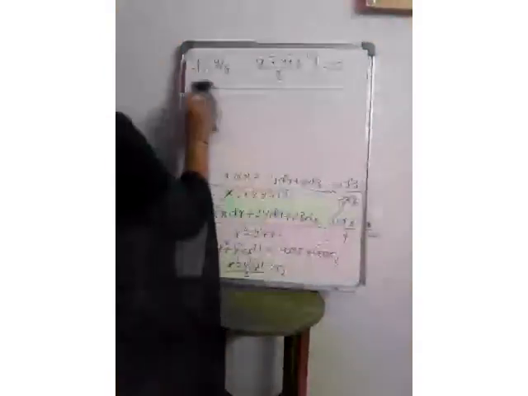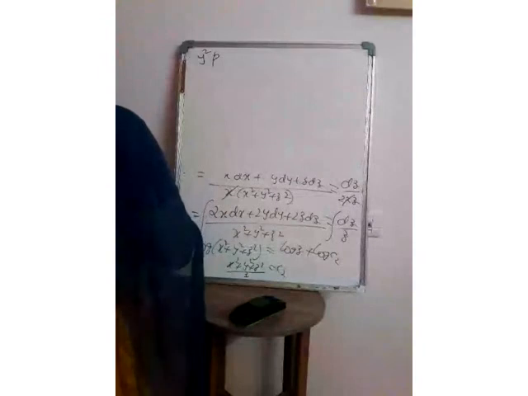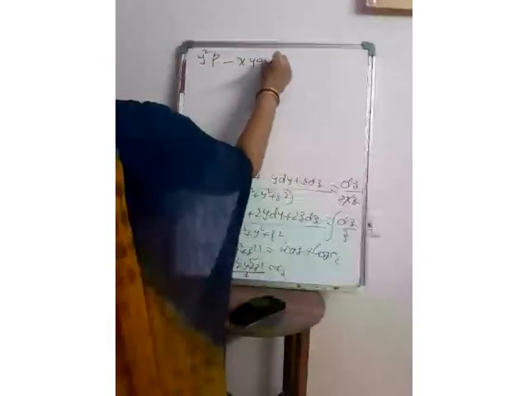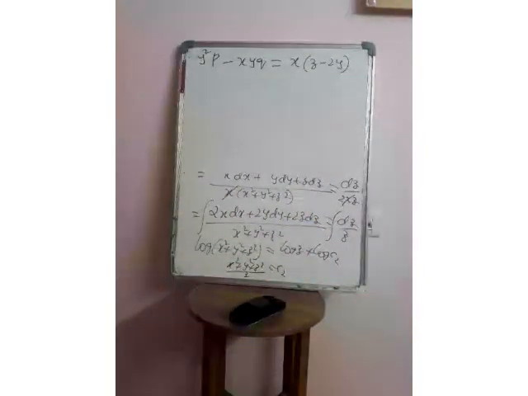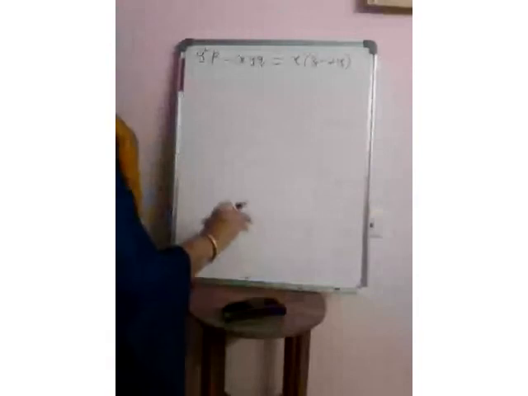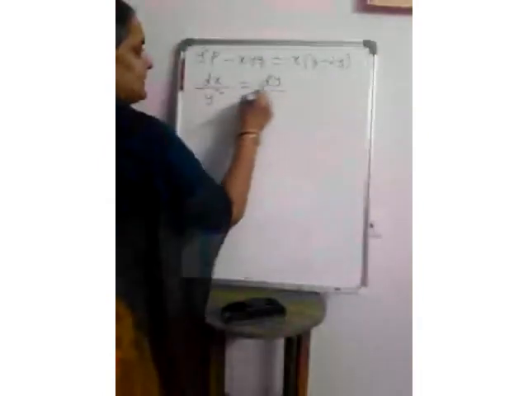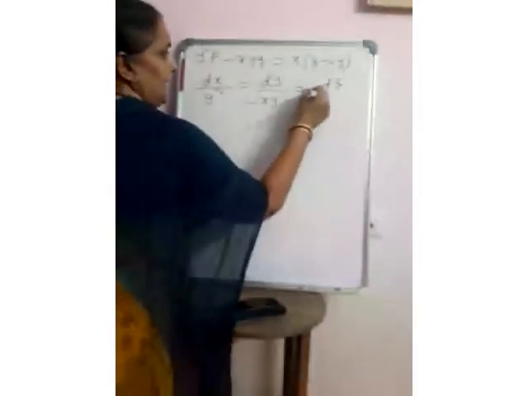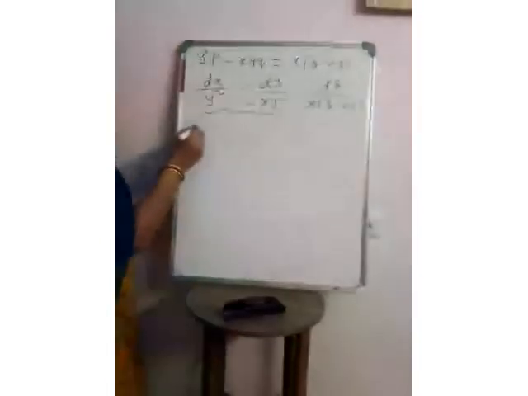y square p minus xy cube is equal to x into z minus 2y. So let me solve this problem because we have a different combination of these terms over here. First, you write down the subsidiary equations for this problem. So what will be the subsidiary equations? dx by y square is equal to dy by minus xy is equal to dz by x into z minus 2y. So I think you can take first these two combination by using variable separable.